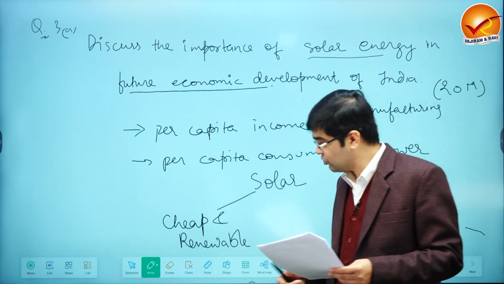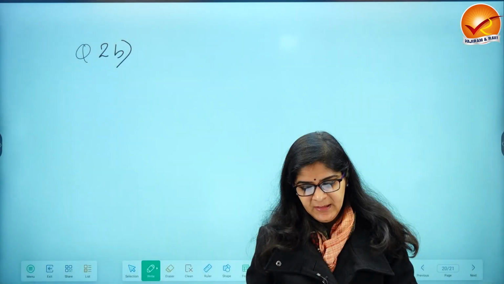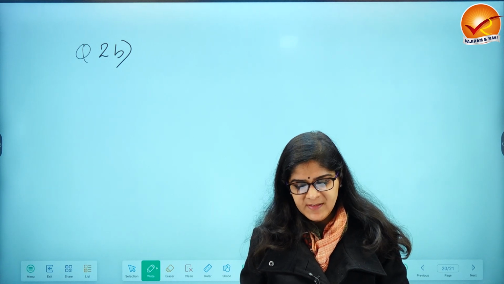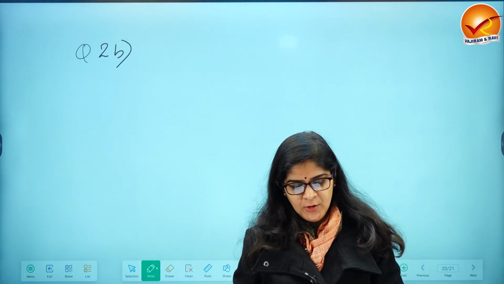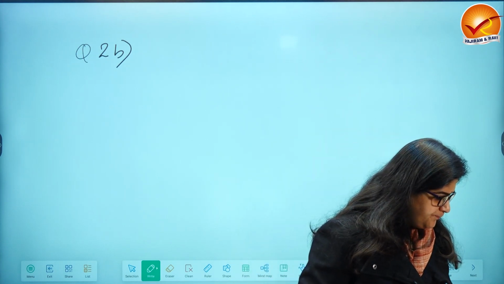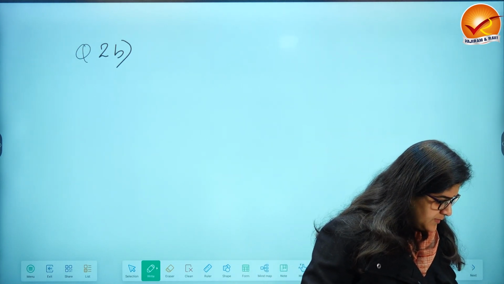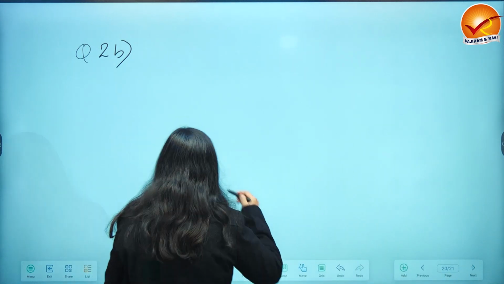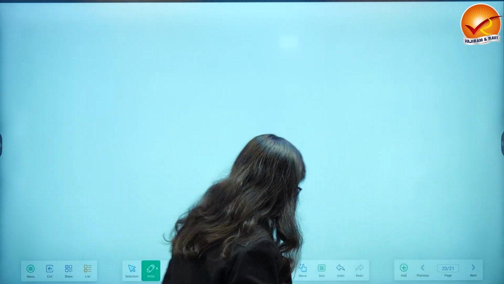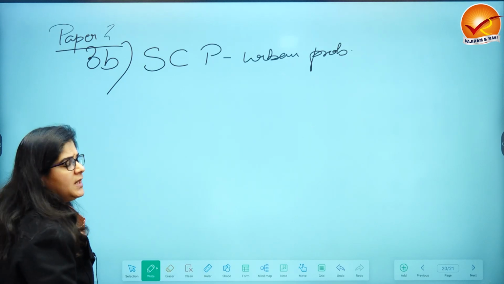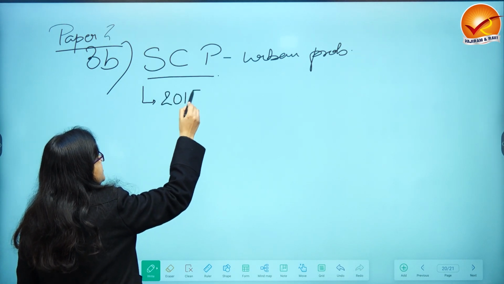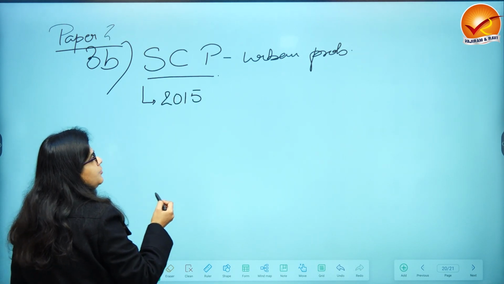Okay, 3B madam is going to discuss. Critically examine the importance of Smart Cities program for solving urban problems in India. And this is question number 3B. Now you introduce your answer by giving a brief about the Smart Cities program. The Smart Cities program was started by the Ministry of Housing and Urban Affairs back in 2015.